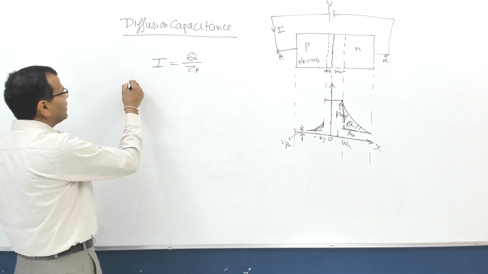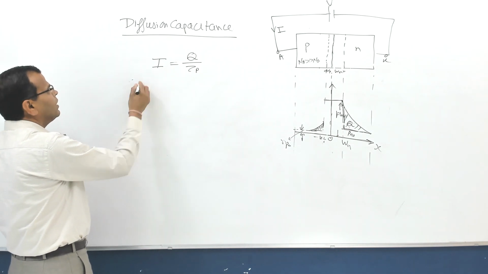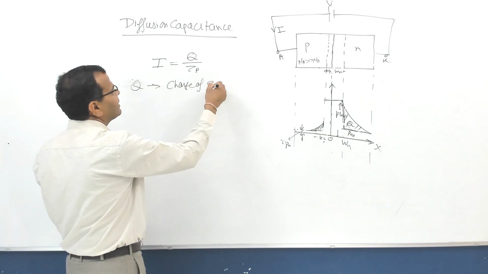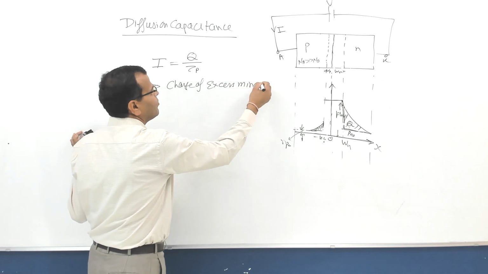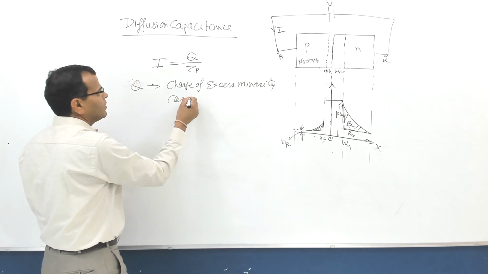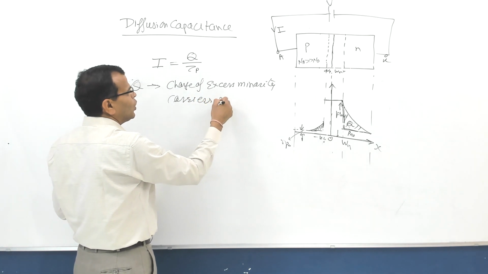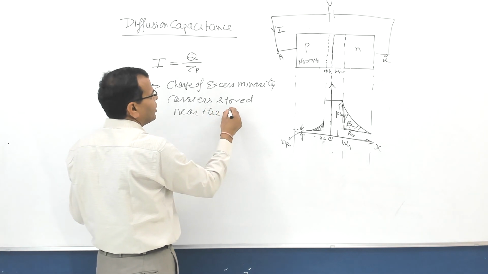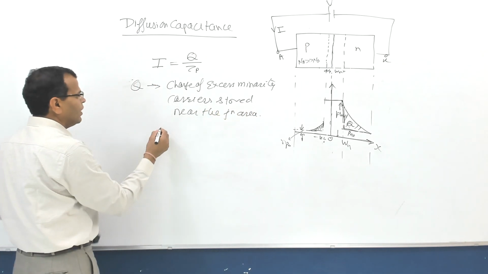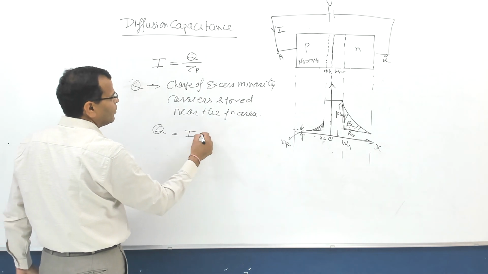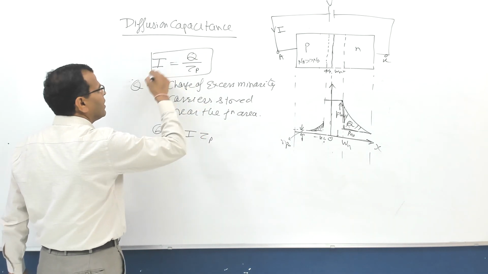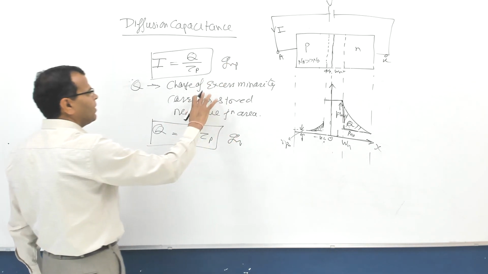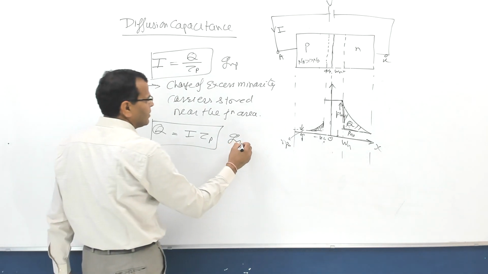That is charge. Q is the charge of minority carriers stored near the junction area. Please remember this. And what is Q? Q is nothing but I into tau P. Please remember this. This is an important question formula. Do remember this. This is important as far as exam is concerned.